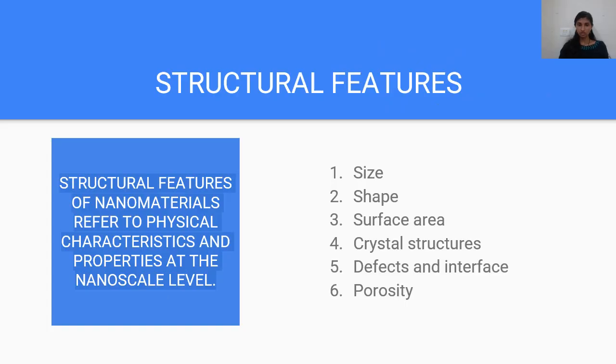What are the structural features of nanomaterial? Structural features of nanomaterial refer to the physical characteristics and properties at the nanoscale level. Here we will be discussing the size of the nanomaterial, shape of the nanomaterial, surface area of the nanomaterial, the crystal structure, defects and interface, and the porosity of the nanomaterials, and how these influence the properties of the material as a whole.